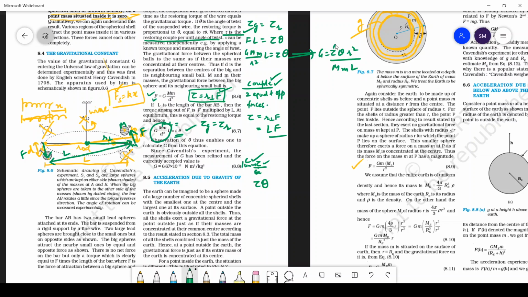So we know all these values. We know the torque per unit angle of twist, and we know theta, since you have the special apparatus. What is r here? r is d, so write d here instead of r. We know this distance d, we know this L, the distance between the two spheres, and we know the masses. So we can calculate the value of G, and this comes out to be 6.67 into 10 to the power minus 11 Newton meter square per kg square. This is the same thing I have told you, the gravitational constant.